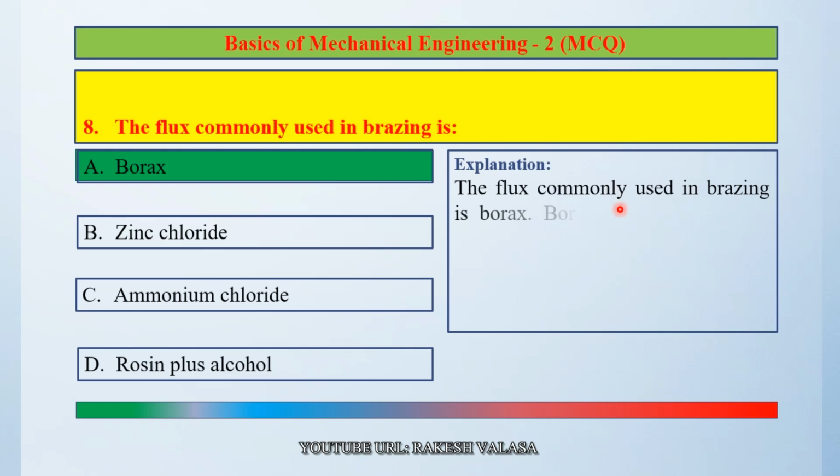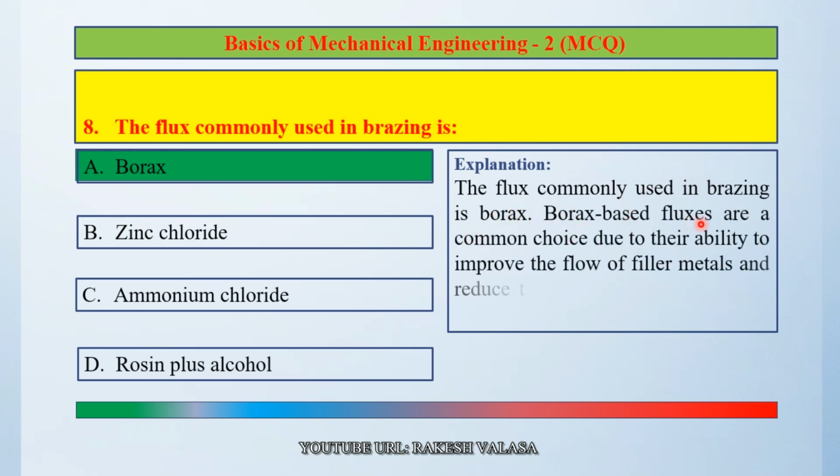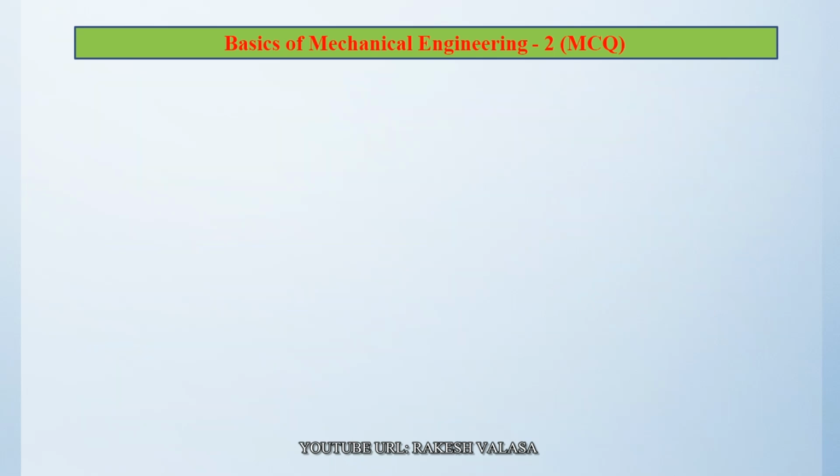The flux commonly used in brazing is borax. Borax based fluxes are a common choice due to their ability to improve the flow of filler metals and reduce the melting points of certain oxides. So the correct answer is option A, borax.